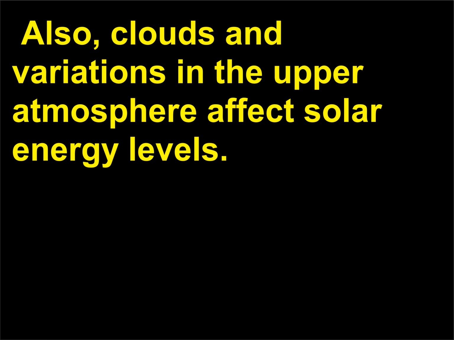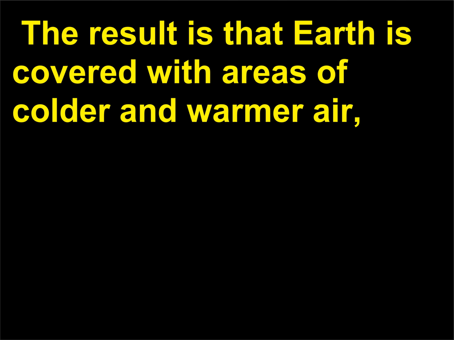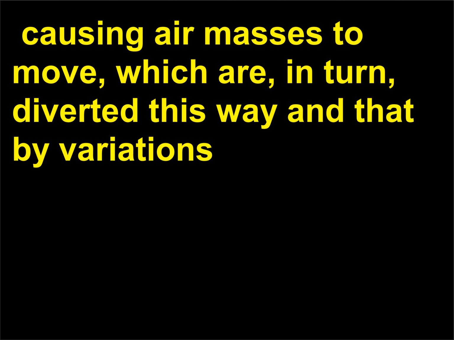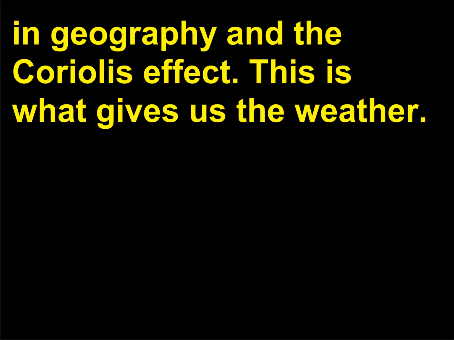Also, clouds and variations in the upper atmosphere affect solar energy levels. The result is that Earth is covered with areas of colder and warmer air, causing air masses to move, which are, in turn, diverted this way and that by variations in geography and the Coriolis effect. This is what gives us the weather.